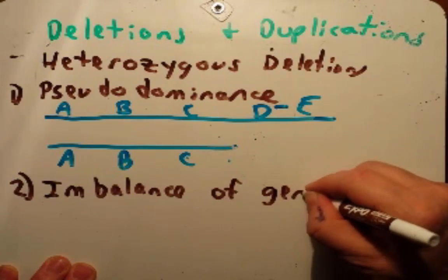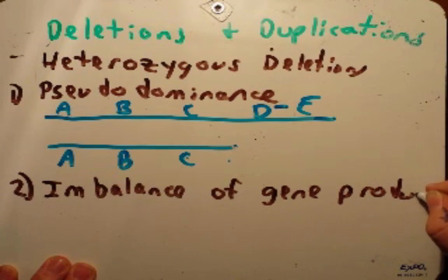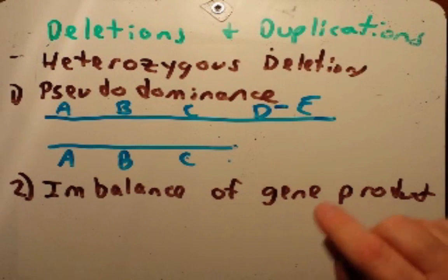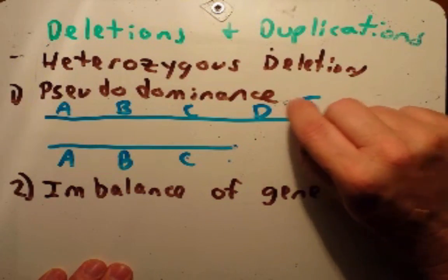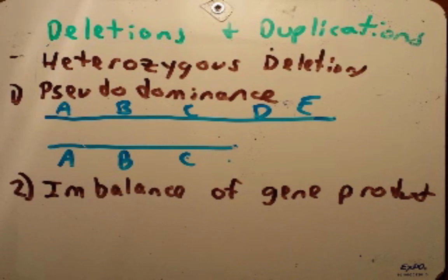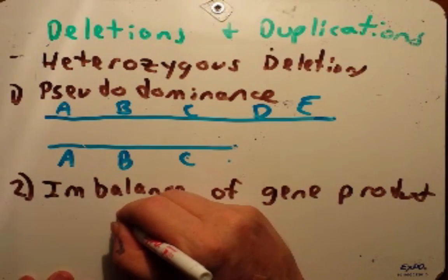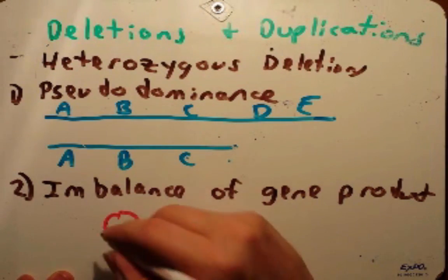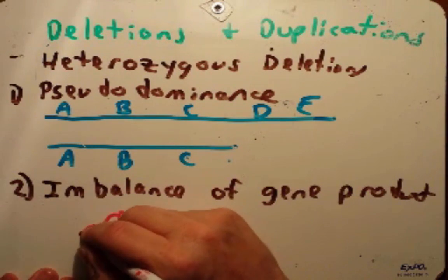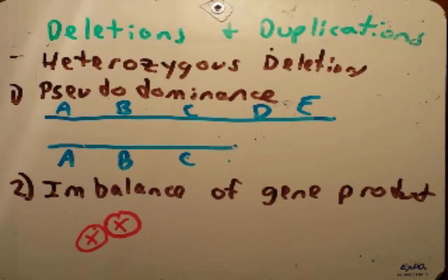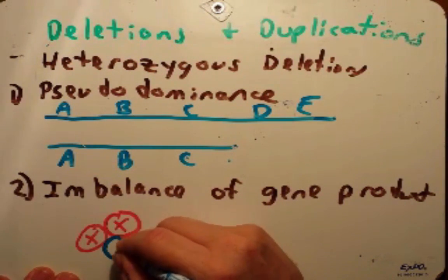Alright, the next one here, we're going to label as imbalance of gene product. And we can use our same chromosome example up here, except let's get rid of the minus by the D. Let's say that all the genes on this strand here are wild type, unmutated. Let's create a scenario where there's a protein complex, and this protein complex contains 4 subunits. This is a protein, and let's call this protein X, and over here is protein X. And in order for protein X to do its job and be successful, it needs to bind with protein D.